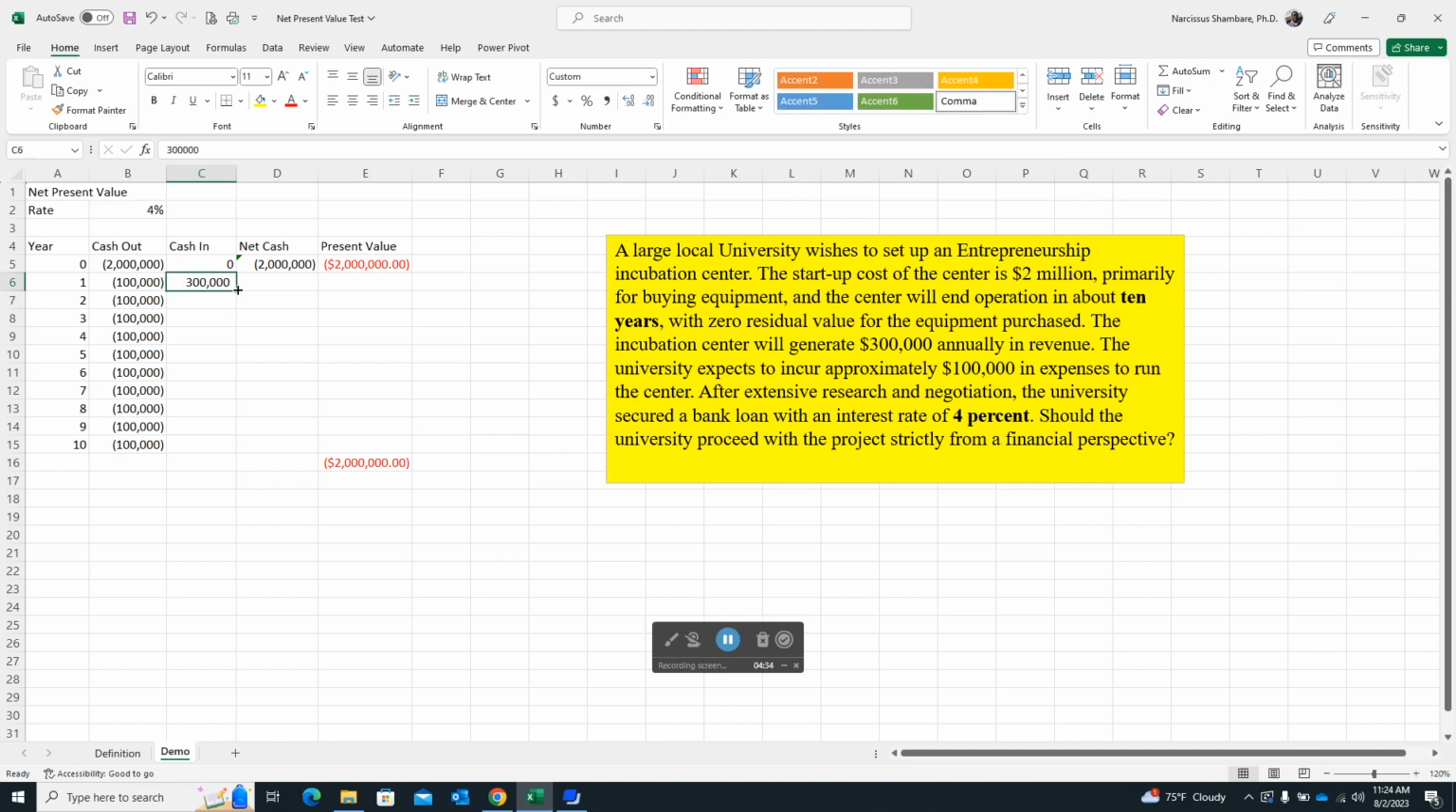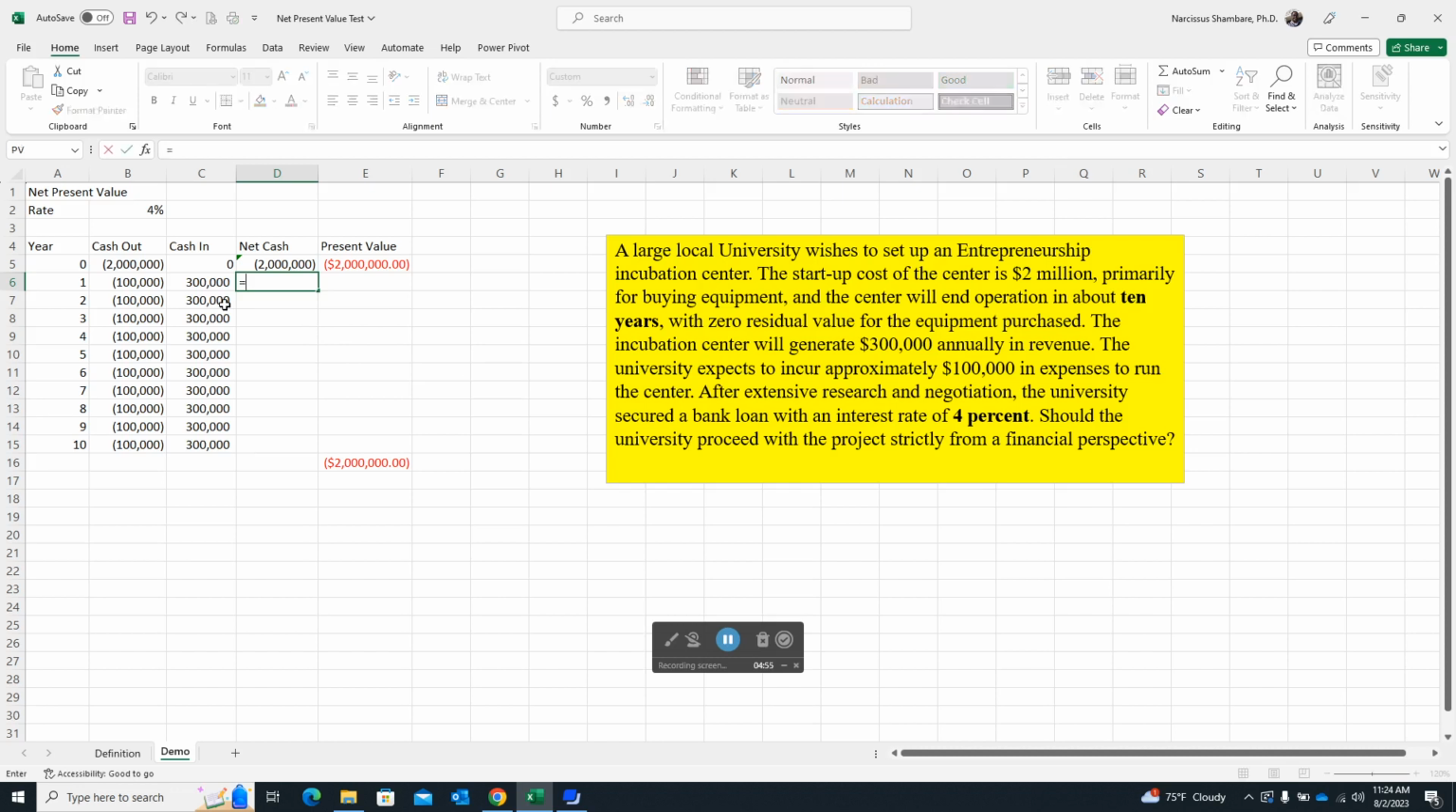Okay, so I can actually use the fill handle here to drag it down so that I don't have to keep on re-entering 300,000. That's a shortcut there for you. So now what is going to be the net cash inflow? That's the one based on which you're going to calculate the present value, the one we're going to discount. So equal sign, we can actually net off the two values.